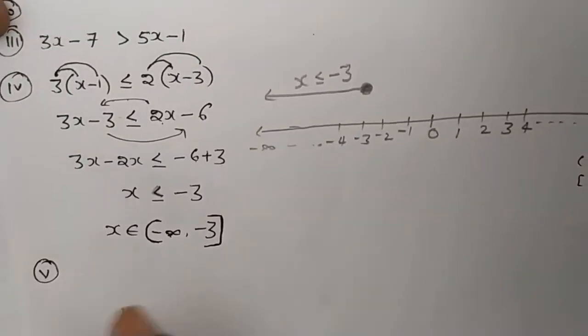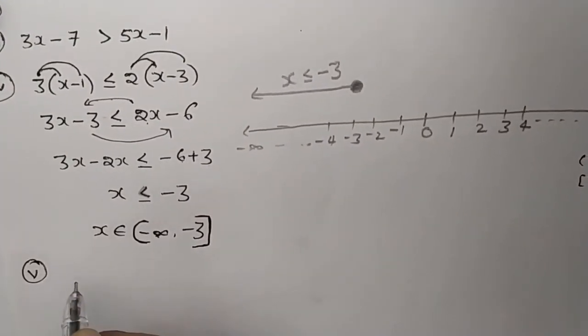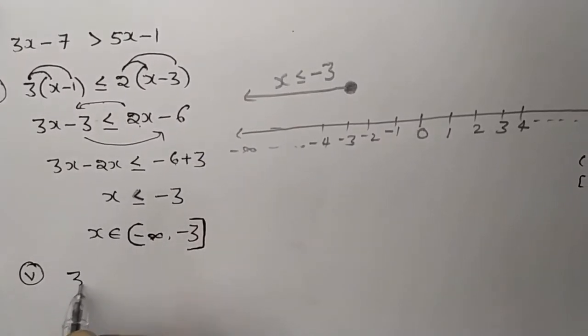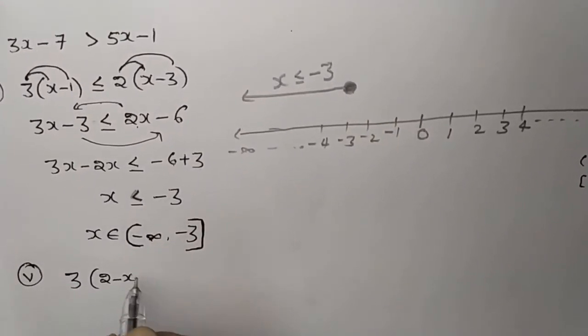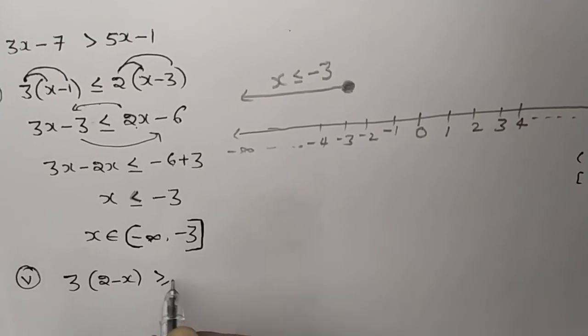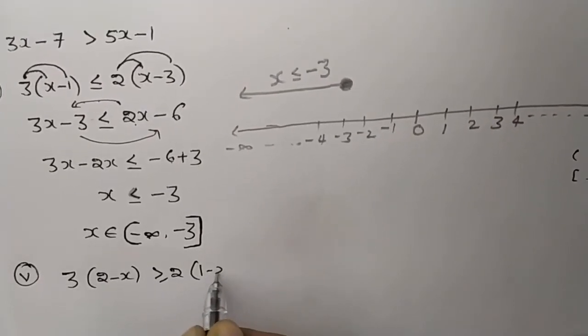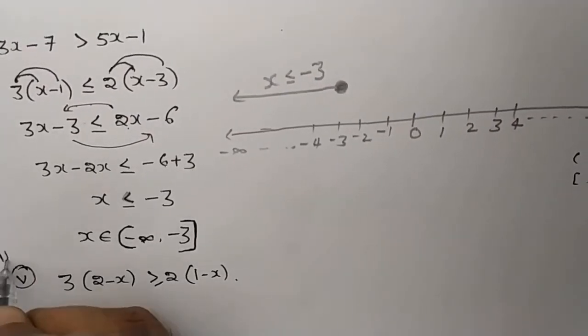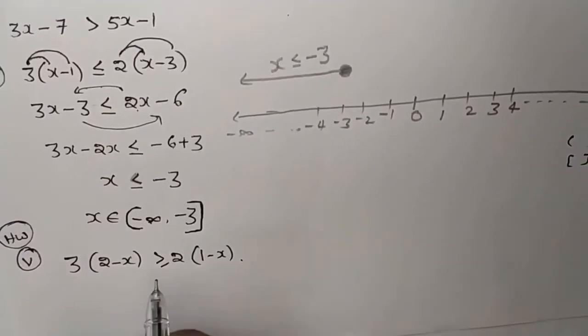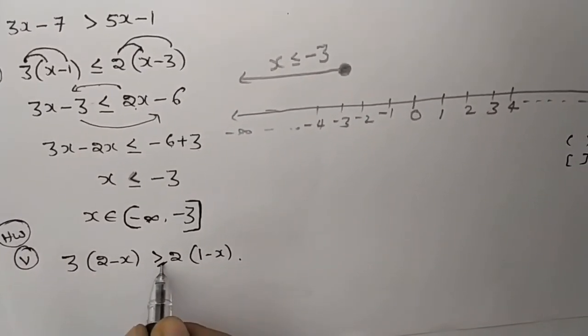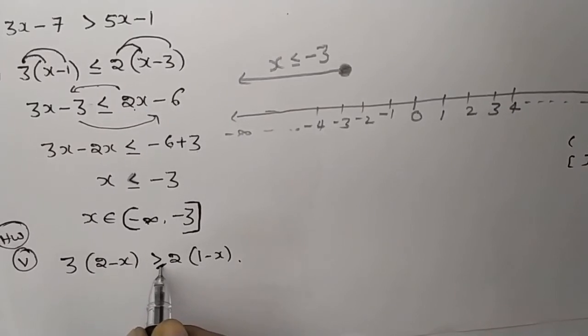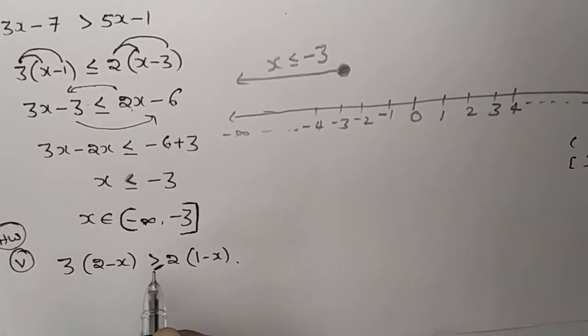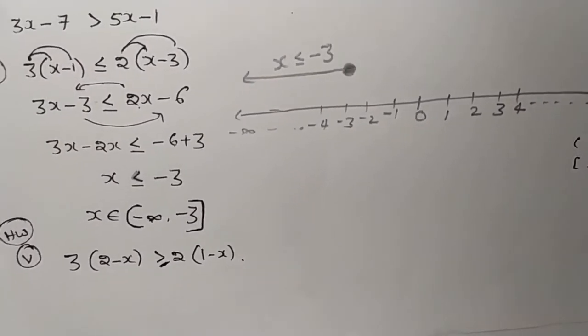Next question, the fifth question, is homework for you. 3 into 2 minus x is greater than or equals to 2 into 1 minus x. You just observe, here we have greater than or equal. Greater than or equal is nothing but that is included. Understand?